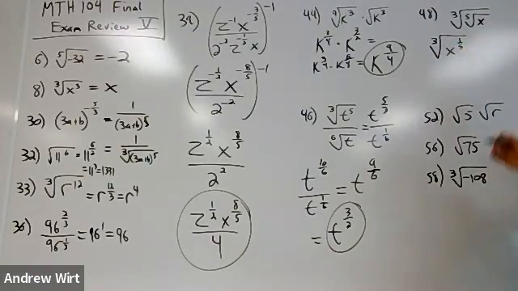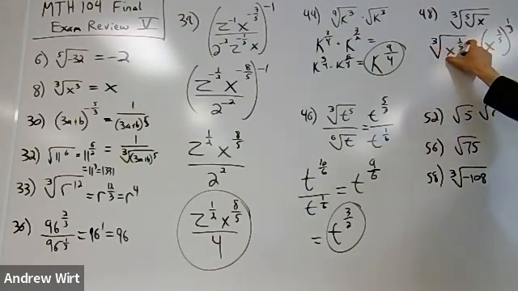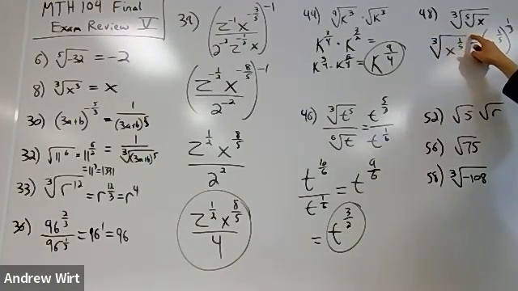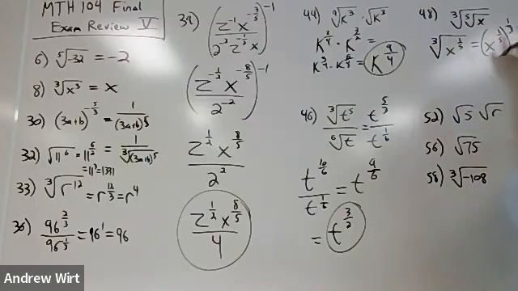And now we'll just do it again. The third index, we can think of this being x to the 1/5 to the 1st power. So 1 goes on top, 3 goes on the bottom. Power to a power, multiply the exponents, and get x to the 1/15.